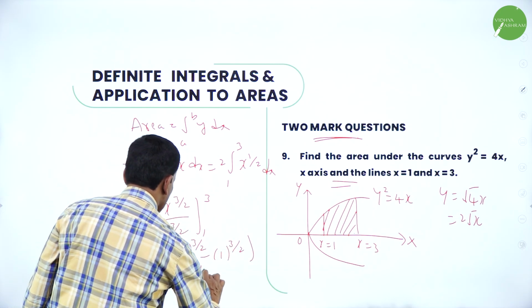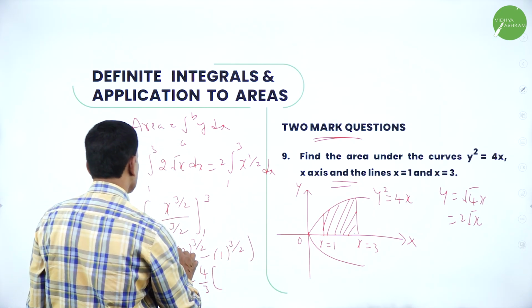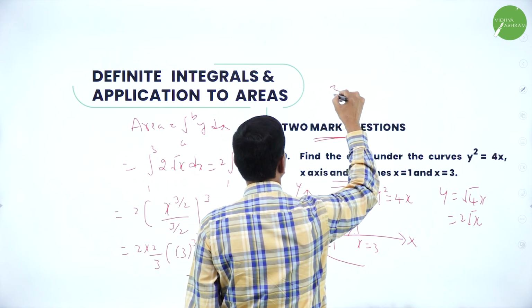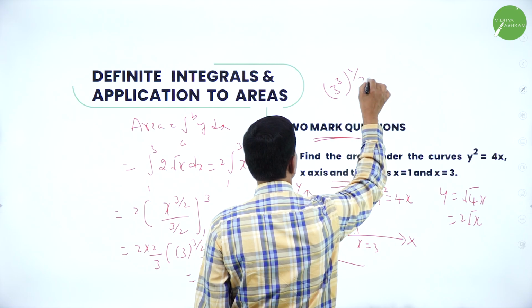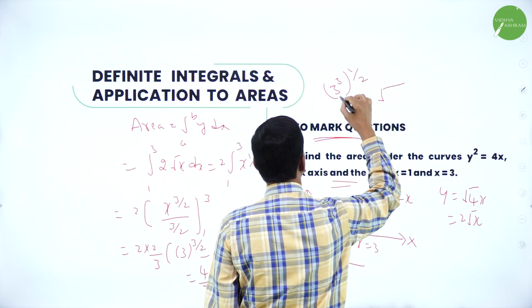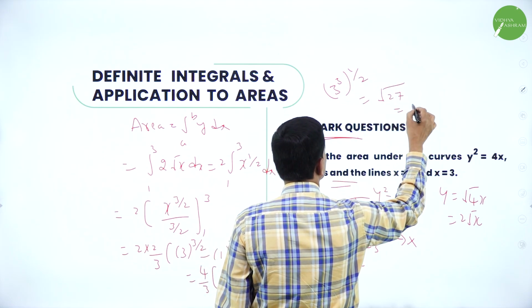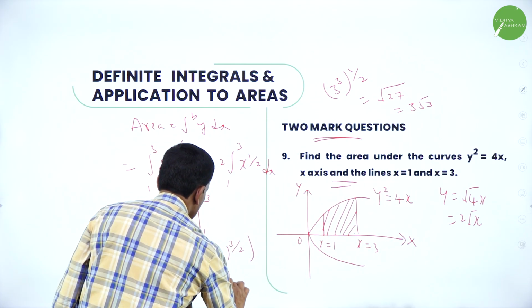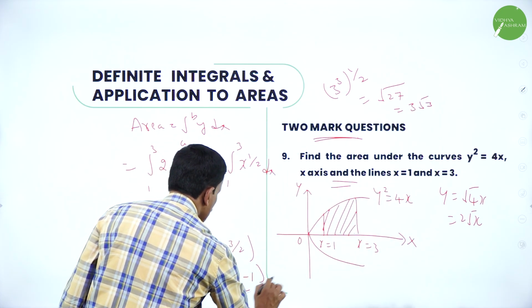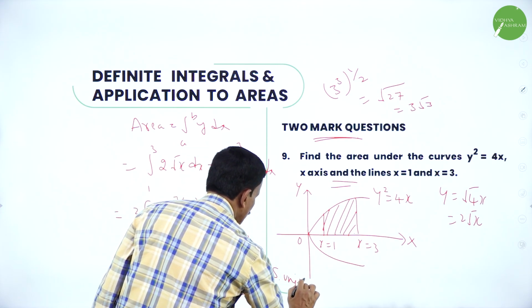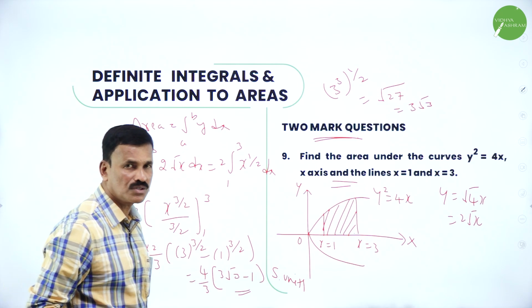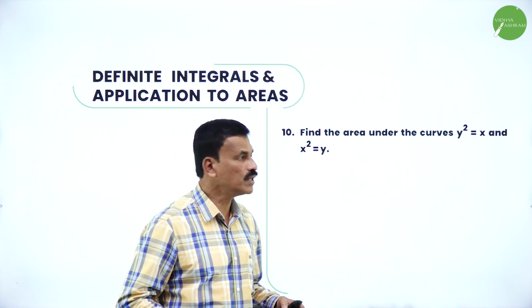So 2 2s are 4 by 3 into 3 to the power of 3 by 2. 3 to the power of 3 by 2 means 3 cube whole raised to 1 by 2, that is square root of 27, that is nothing but 3 root 3. This is (3 root 3 minus 1) square units. So the required area is equal to 4 by 3 into (3 root 3 minus 1) square units. Okay. Now move on to the next problem.